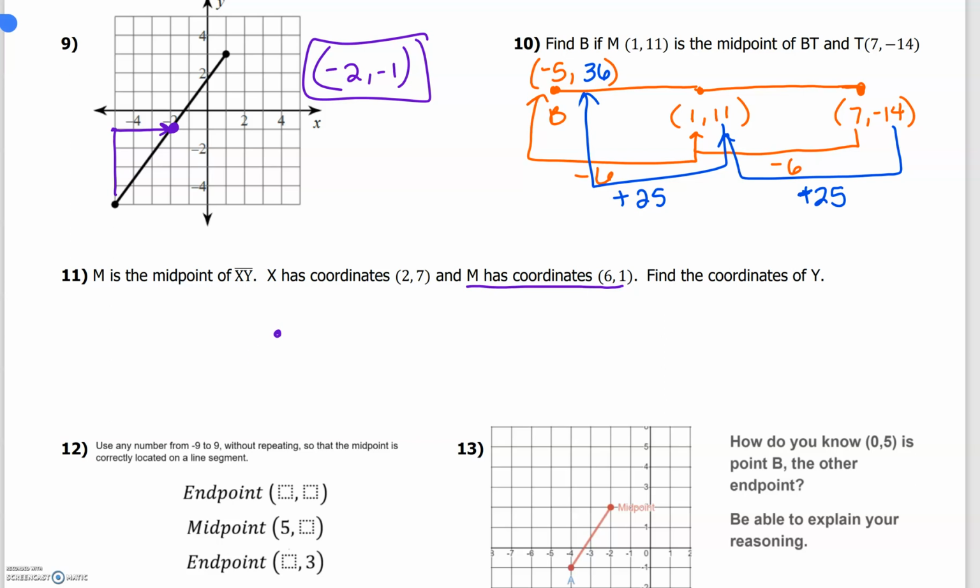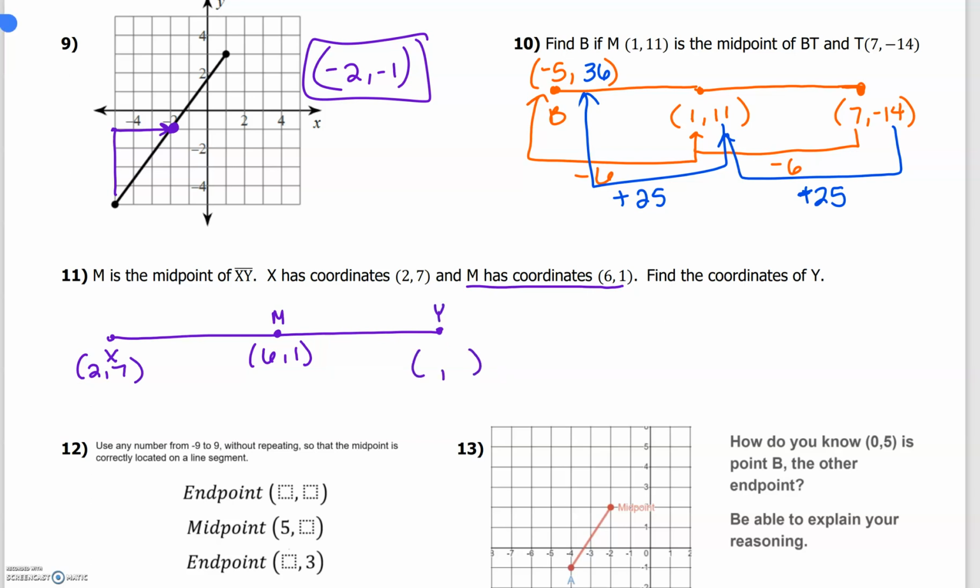So I'm going to go ahead and put this in the middle. And then I have X, Y. So M, and then I have an X and a Y, kind of sketching it out. And I know X over here is a 2, 7. I don't know Y though. That's what I'm trying to figure out.